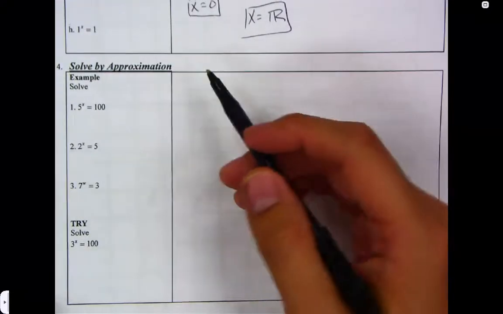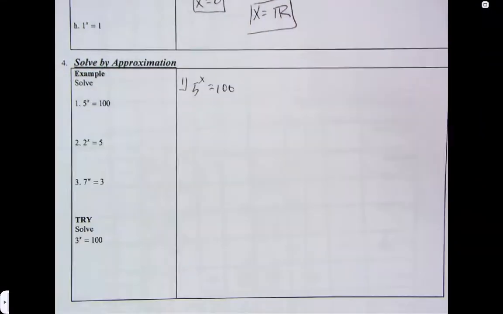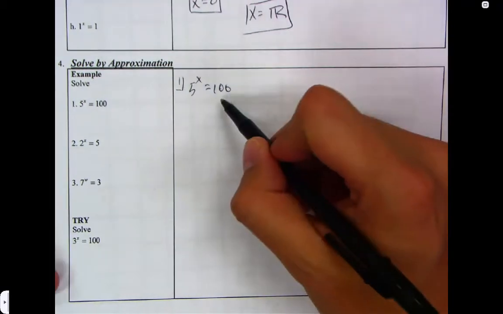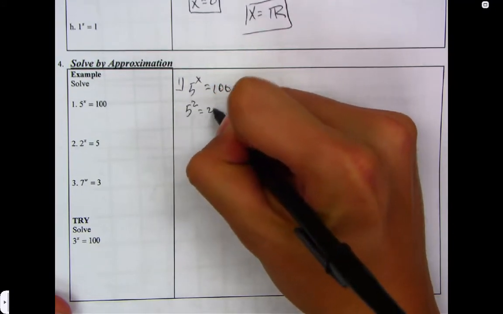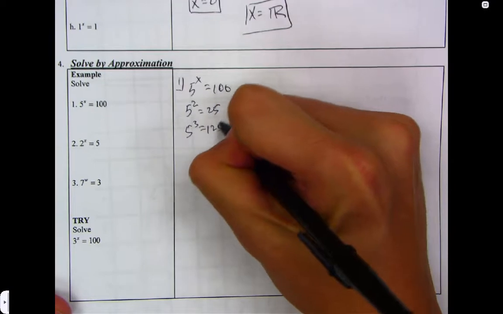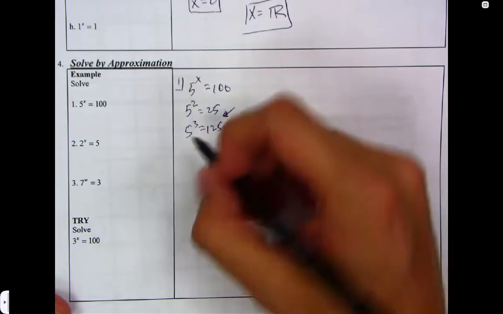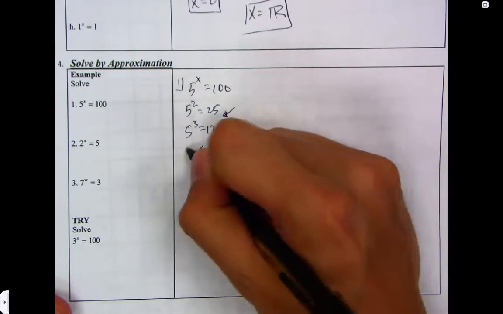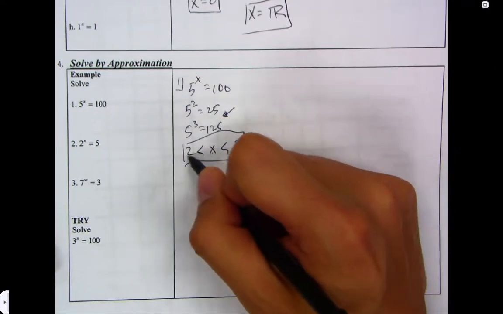Moving on, solve by approximation. Example 1. 5 to the x is equal to 100. Approximate means pretty much between, or estimate what x will equal. I try to take the 100, try to write it as a base of 5. I can't, so I'm going to just approximate. 5 squared is 25. 5 cubed is 125. 100 is between 25 and 125, so that means x has to be between 2 and 3. So this means x is bigger than 2 but less than 3.